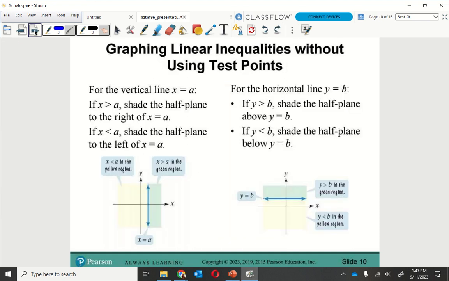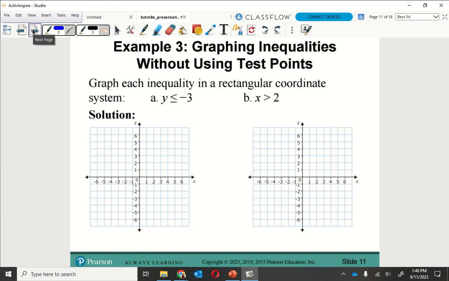All right, so now this next part, graphing linear inequalities without using test points. Test points is what we did on that first one by picking a point in the shaded area to see if it works. So if you have something that says using a test point, that's what you have to do. So we're going to graph these inequalities.